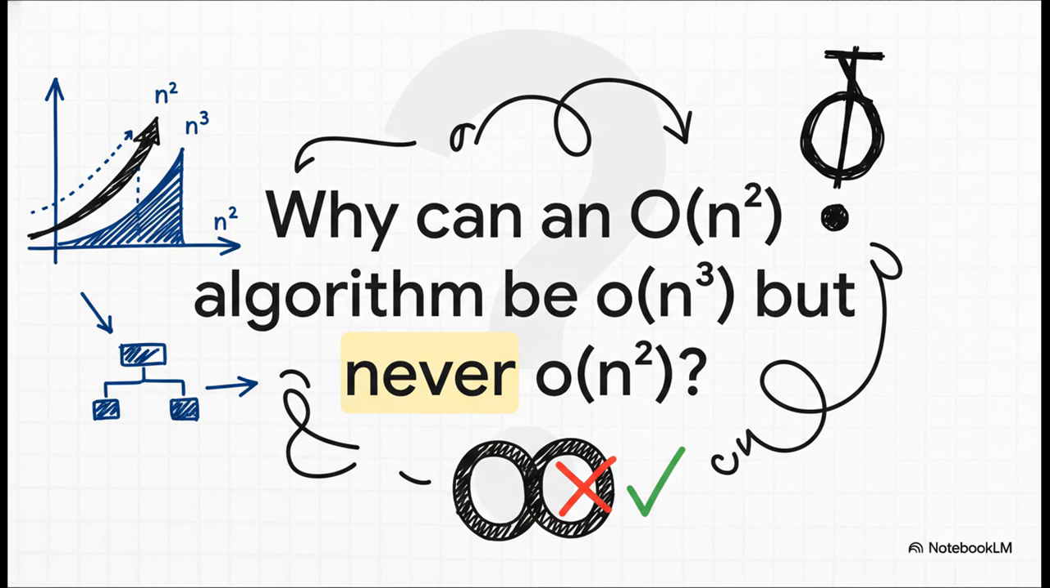So let's end with a little brain teaser to make sure this all clicked. An algorithm with a running time of, say, 3n squared plus 10n is O of n squared, right? Because its growth is no more than n squared. It's also O of n cubed, because its growth is strictly less than n cubed. But why can that same algorithm absolutely positively never be little o of n squared? The answer gets to the very core of what these notations mean.